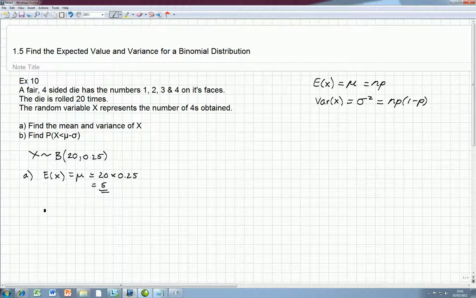For variance, we just plug these numbers into the formula. It's dead straightforward. So for variance, the formula is np(1 minus p), so that would be 20 times 0.25 times 0.75, and that would be 15 over 4. You like writing things as fractions, or 3.75.